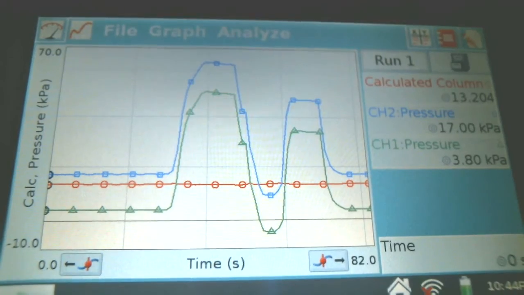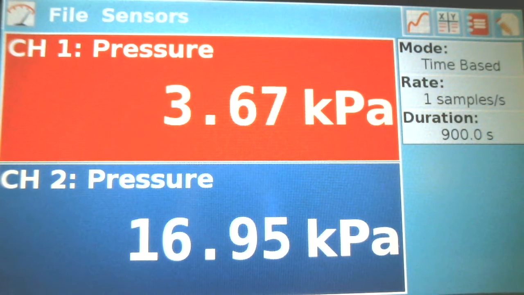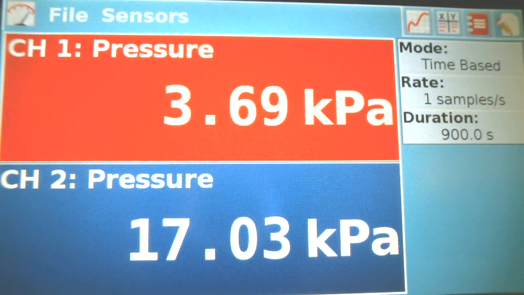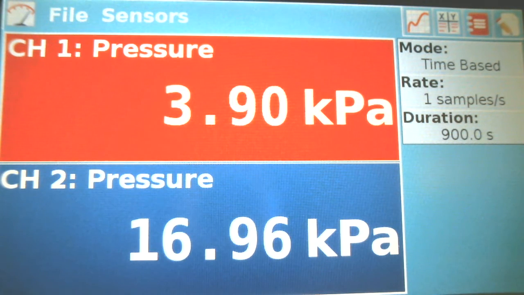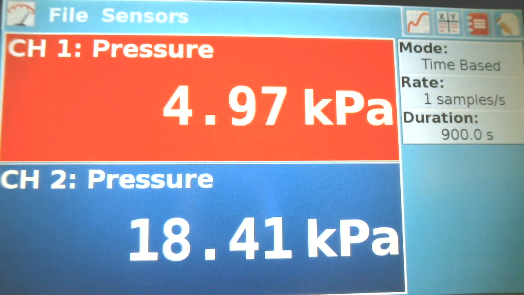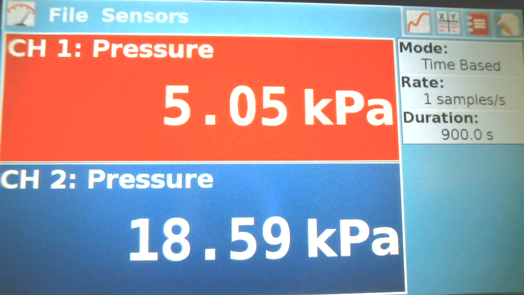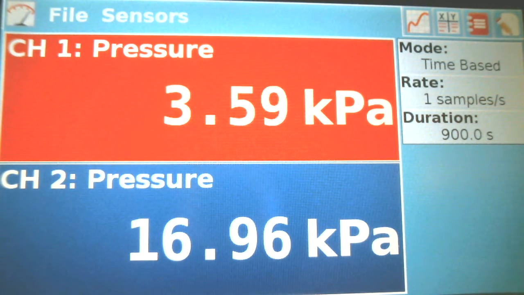Let's stop this. Go back to the numbers. Still, just a touch over 13 kilopascals. I'm going to raise this so that the lower one is now a little higher up, so I'm going to decrease the height difference.